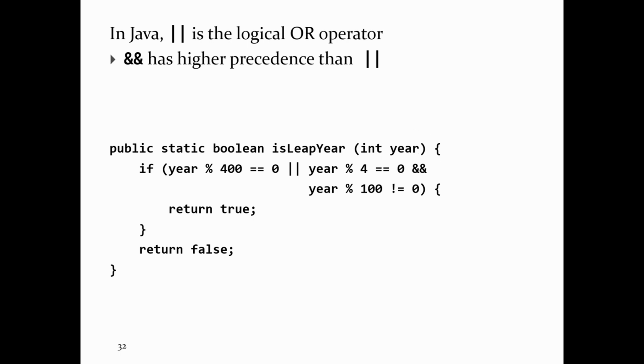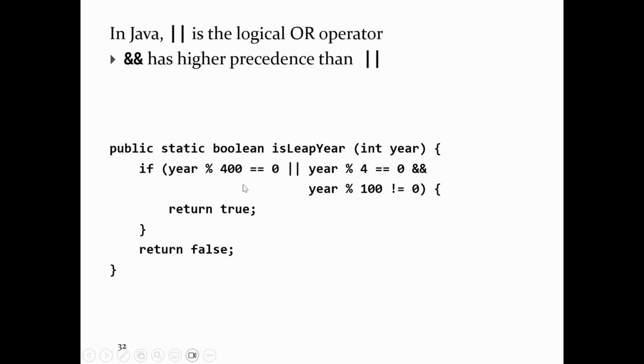So is the year divisible by 400? Yes, it's a leap year. Is it divisible by 4? Well, yes, as long as it's not also divisible by 100. So for example, 2000 is a leap year because it's divisible by 400. 2100 is not a leap year because it's divisible by 100 and not divisible by 400.